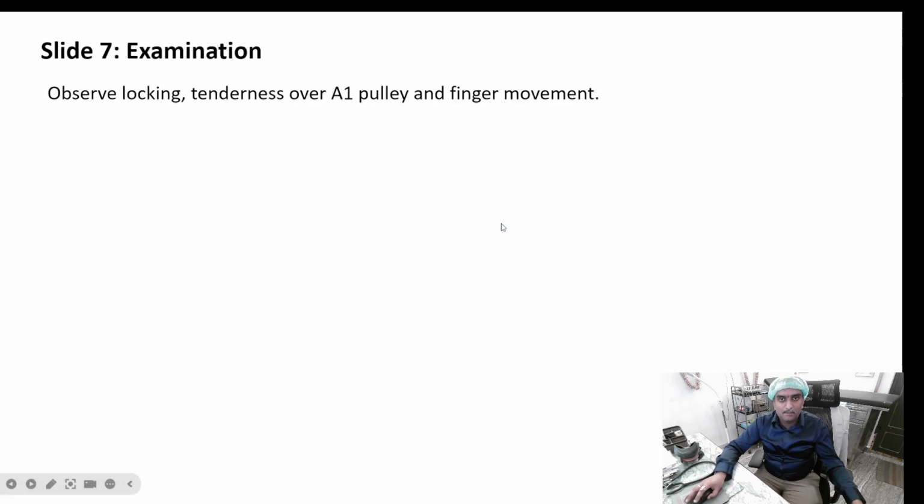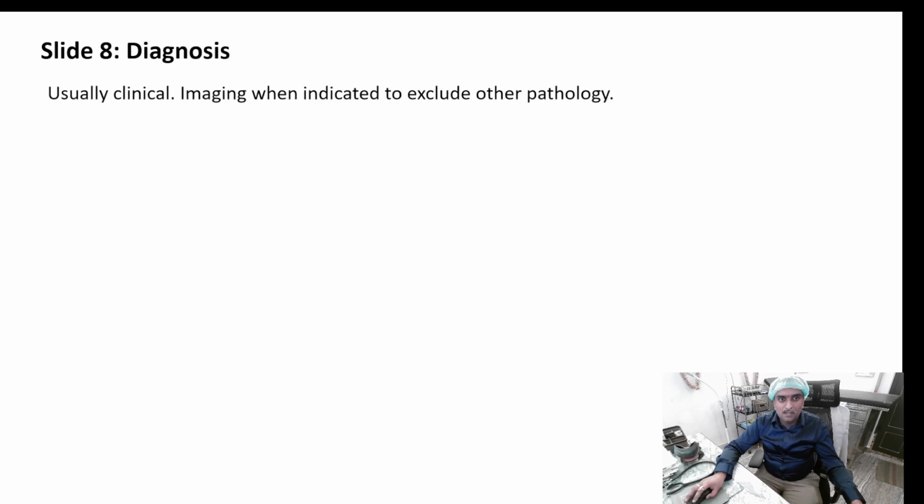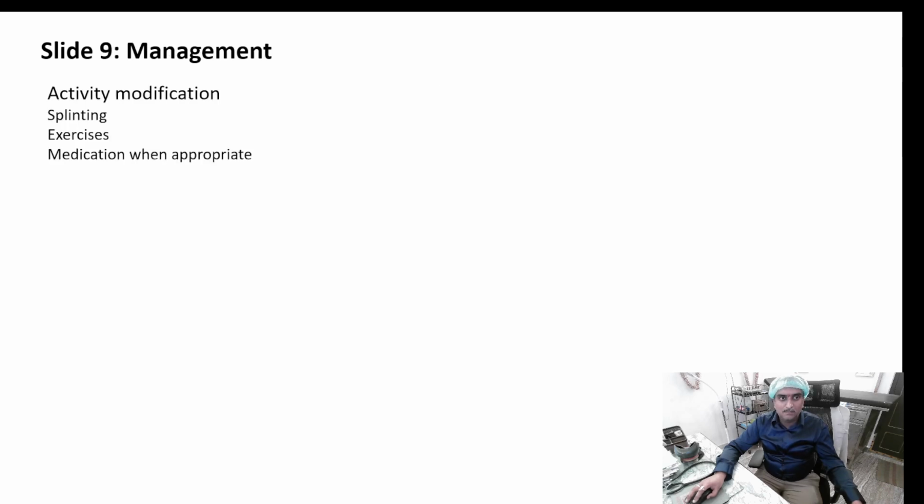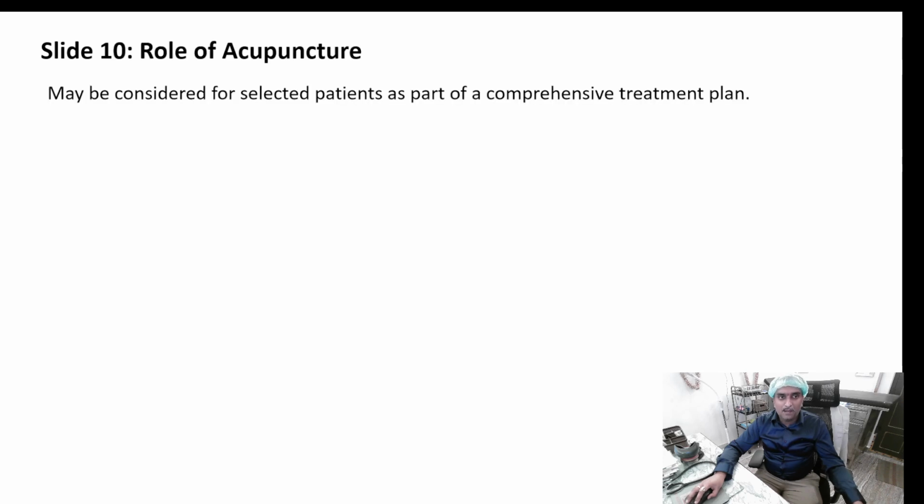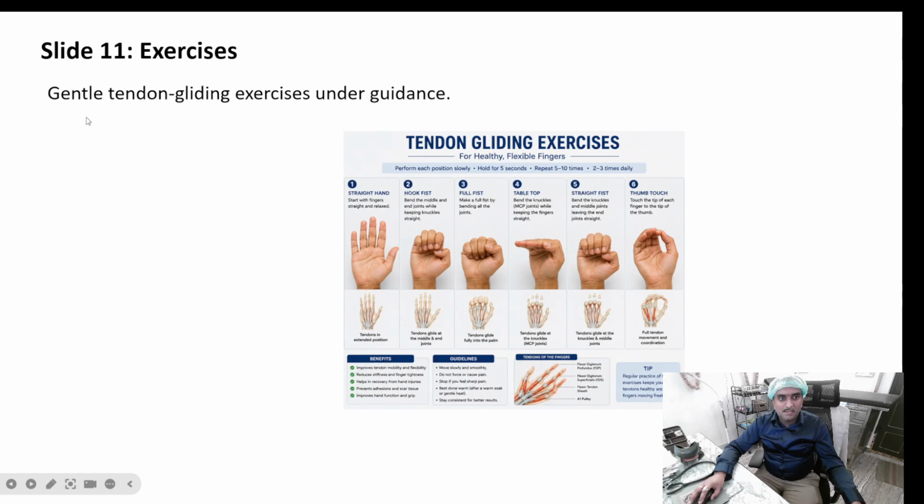That is important. Examination: observe locking, tenderness over the A1 pulley, and finger movement. Diagnosis: usually clinical, imaging when indicated to exclude other pathology. Management: activity modification, splinting, exercises, medication when appropriate. The role of acupuncture may be considered for selected patients as part of a comprehensive treatment plan. Exercises: gentle tendon gliding exercises under guidance.